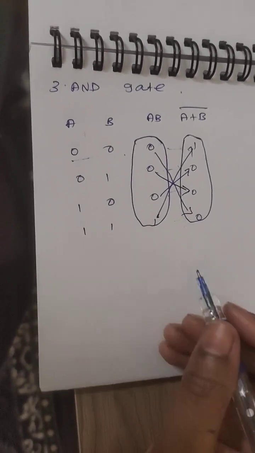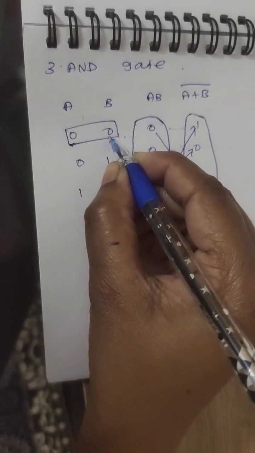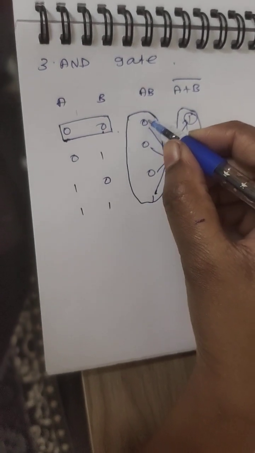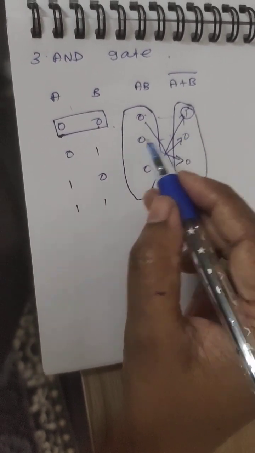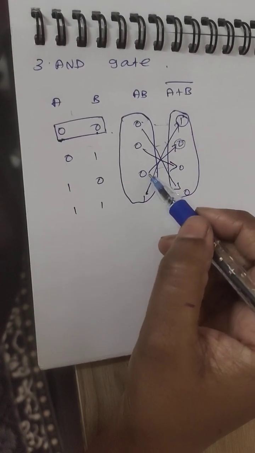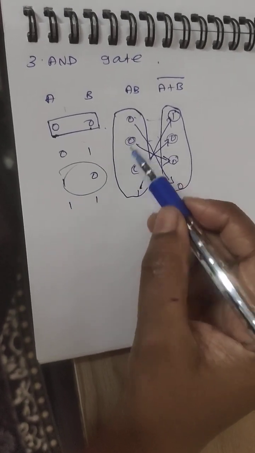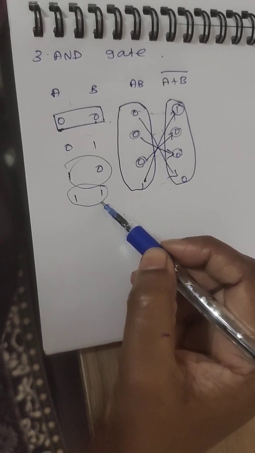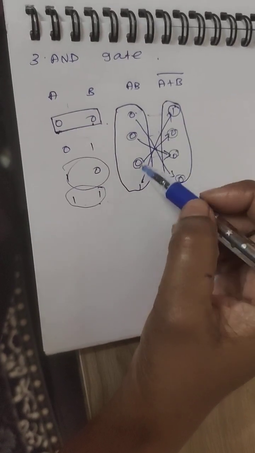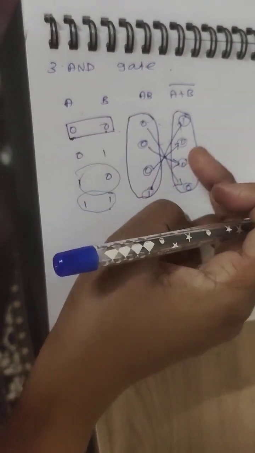But what we can do, currently if our input is 0 0, this output is giving 1, but we need 0. If it is 0 1, it is giving this 0, but we need this one. And if it is this one, it is giving this, but we need this. If you see, the outputs are just reversible.